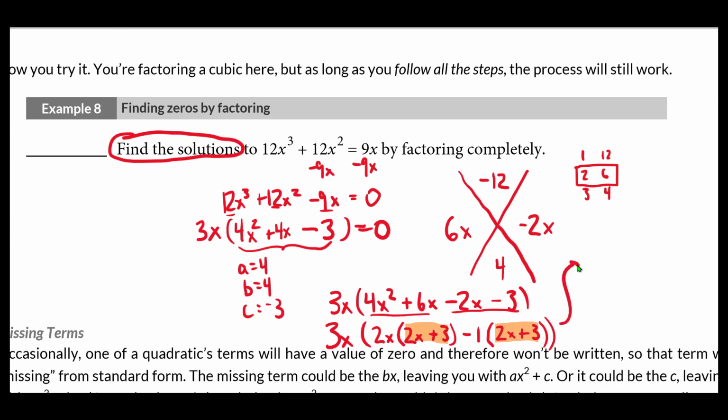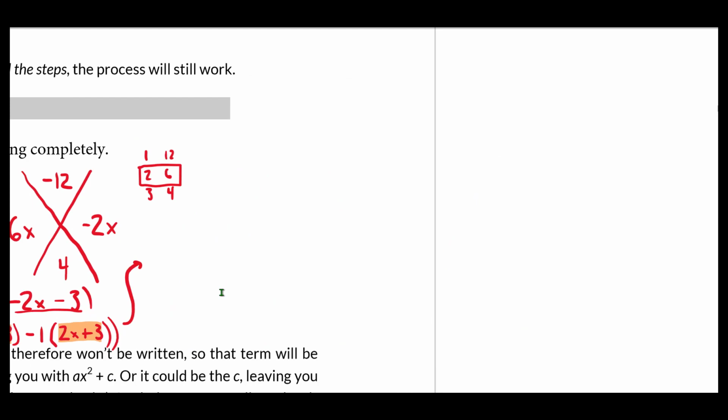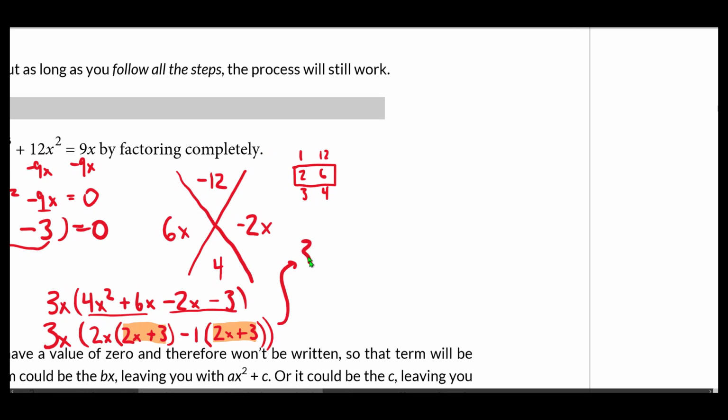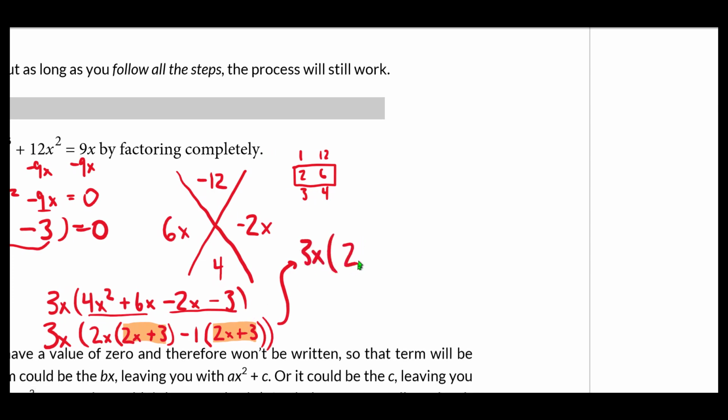I am going to come up here. Let me give myself a little bit more room. There we go. So we've got 3x, and then what I'm doing is I'm pulling out that 2x plus 3 from each of these two terms, and I am left with 2x minus 1. I am left with this item and this item on the outside. And of course, if I distribute that 2x plus 3 to the 2x and that 2x plus 3 to the negative 1, I would end up with what I had over here, which resulted from this step. So everything looks good, and it appears I have just factored completely the original cubic.